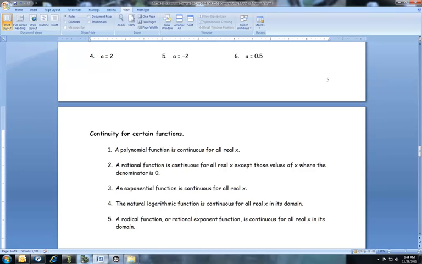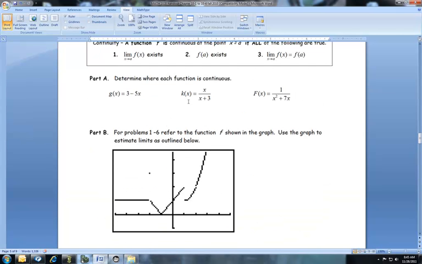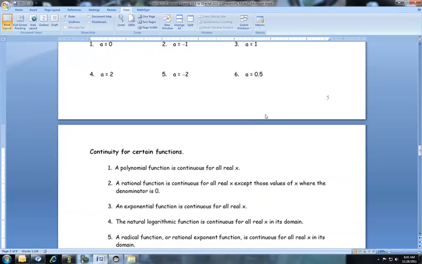Last part on continuity. A polynomial function is continuous for all real x. If it's a polynomial, my domain is -infinity to +infinity, or all real numbers. A rational function is continuous for all real x except those values of x where the denominator is 0. So in this part A, my k of x and my capital F of x are good instances or examples of that particular problem. An exponential function is continuous for all real x.